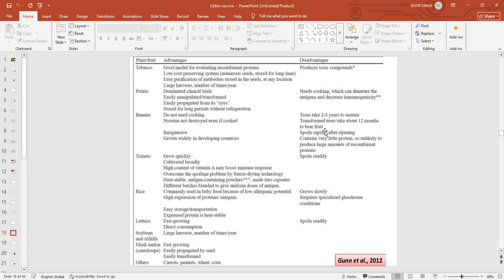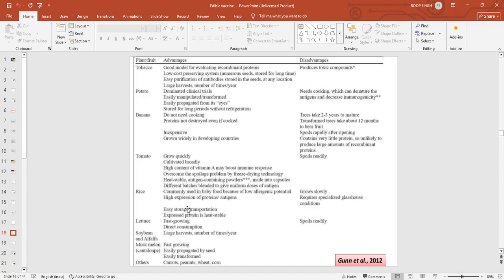Only thing is it takes 2 to 3 years to mature, and it spoils very fast. So this is a disadvantage: you cannot store it for a long period of time. Tomatoes grow quickly, are cultivated broadly, and have a high content of vitamin A. So these are the advantages of tomato also. Tomato is another good source, but the only thing is that this also spoils very fast.